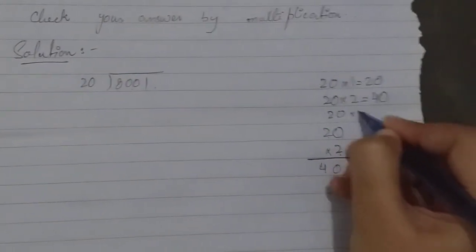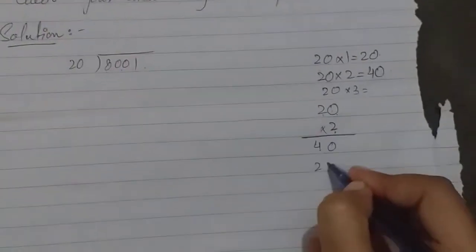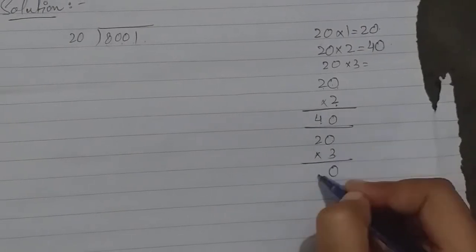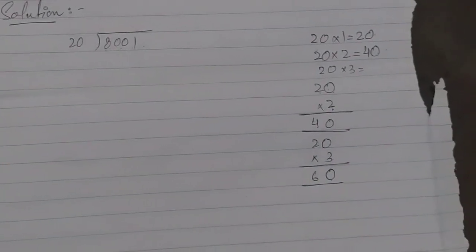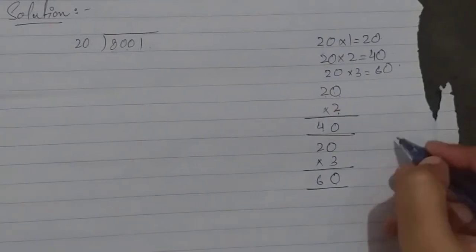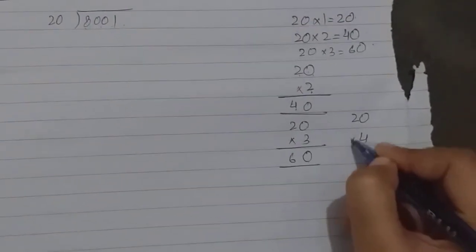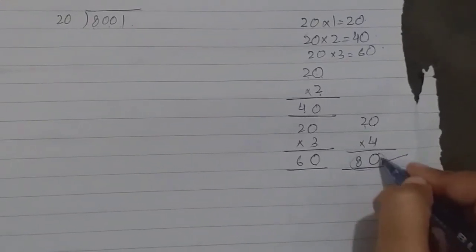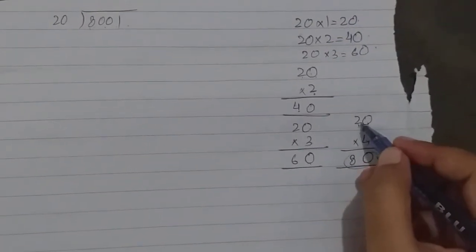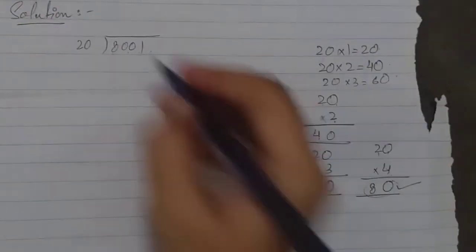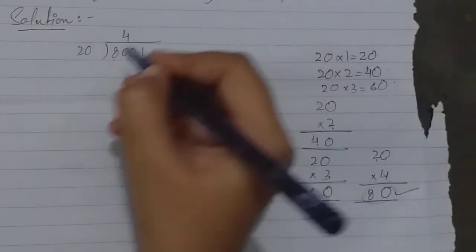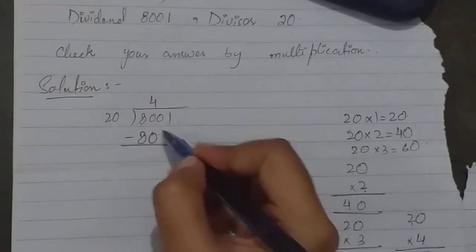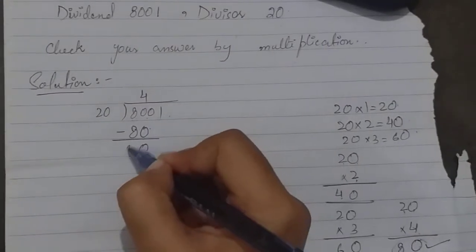Now let's find 20 multiplied by 3. If we multiply 20 by 3, 3 zeros are 0 and 3 2s are 6. We have 60. Now let's find 20 multiplied by 4. 4 zeros are 0 and 4 2s are 8. Oh yes, we have found the exact product, that is 80, by the multiplication of 20 by 4. So we will write 4 here and 80, and then step number 3, subtraction. 0 minus 0 is 0, 8 minus 0 is 0.